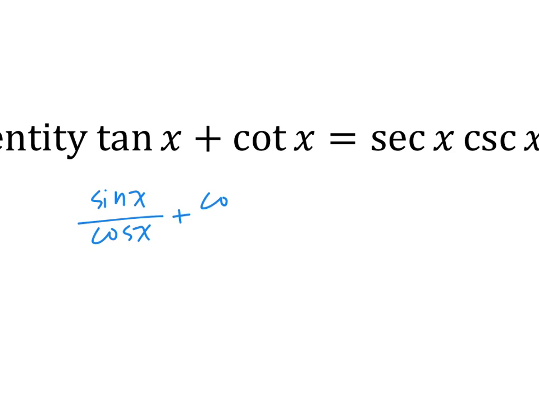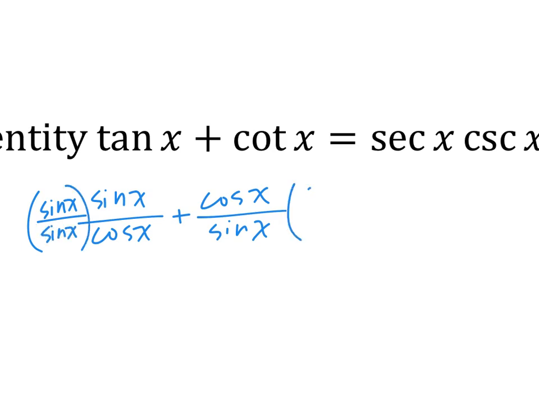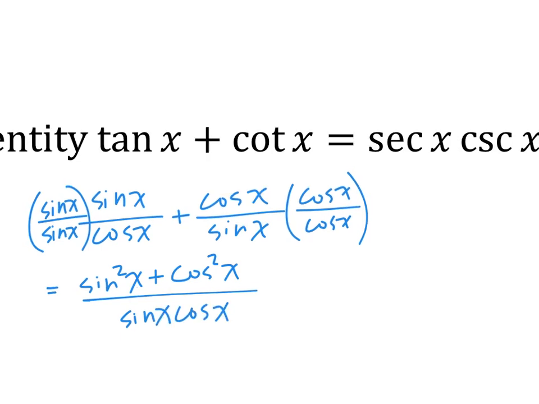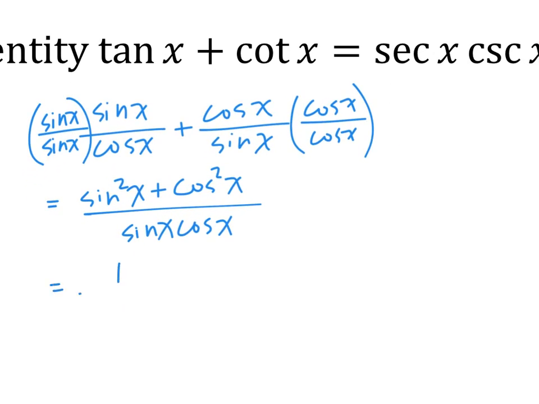Okay, so hope for the best. Not quite sure what to do next. So I'm going to multiply by a common denominator. Then at least I only have one fraction to deal with. In the numerator I have sine squared plus cosine squared, and in the denominator I have sine x cosine x. I know that sine squared plus cosine squared is 1. So 1 over sine x cosine x.